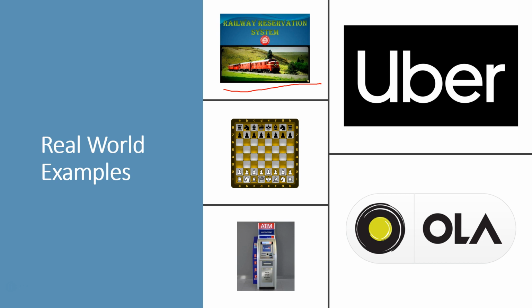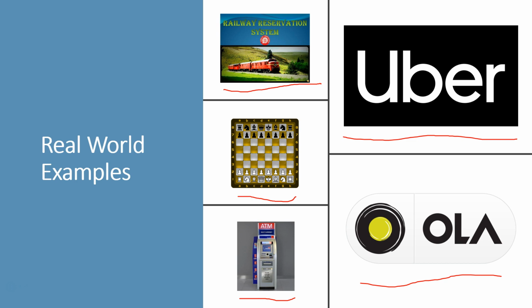Recently, app-based taxis like Uber and Ola have come up, which are trying to solve the real-world problem of hailing a taxi ride using a computer program. Other examples can be that of a chess game on a computer, which takes the real-world chess game into the virtual world of computer program. ATMs are also an excellent example. They solve the real-world problem of withdrawing cash from your bank account.